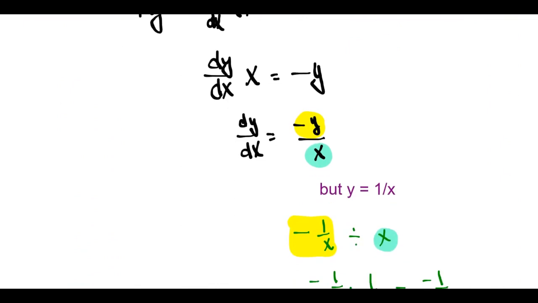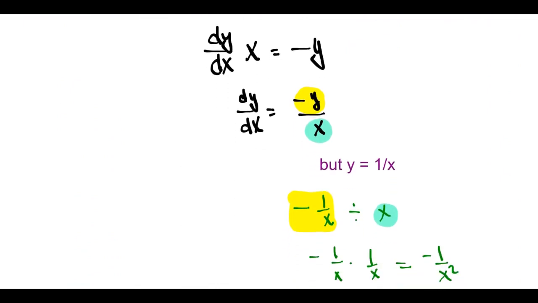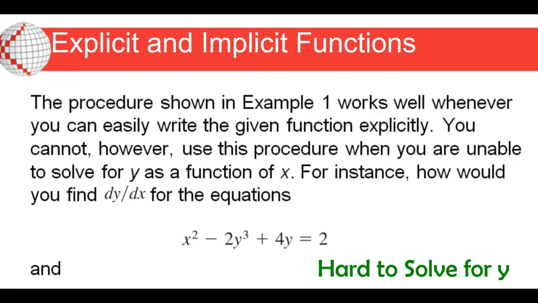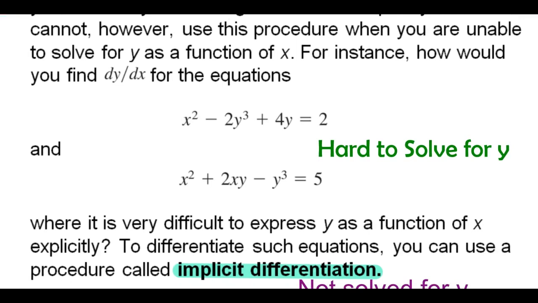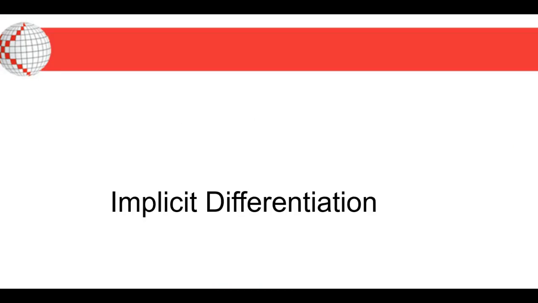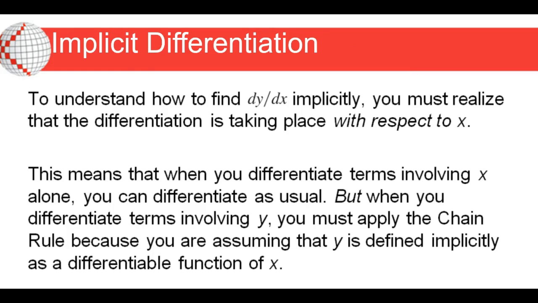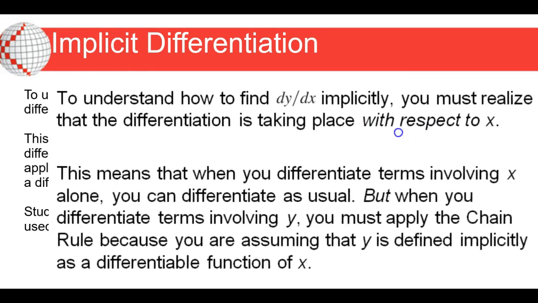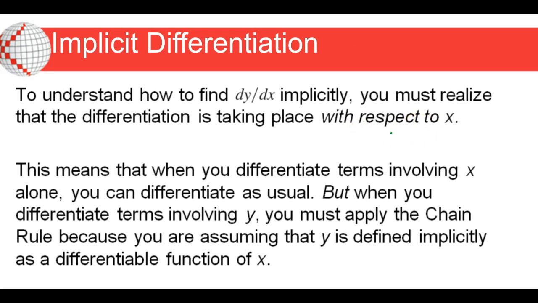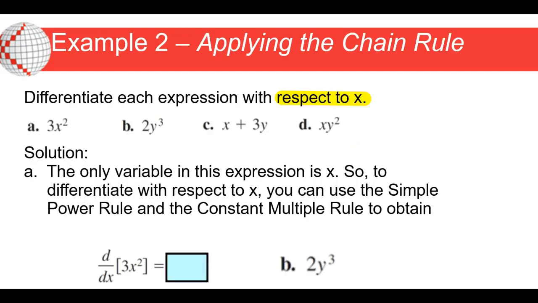So again, I think I have it written out there for you with the back substitution of y equals 1 over x. So remember, sometimes we have to do a little back sub when we do explicit, and it's hard to solve for y. So implicit differentiation usually means it's not solved for y, and you're taking the derivative with respect to x. So again, a little bit wordy.